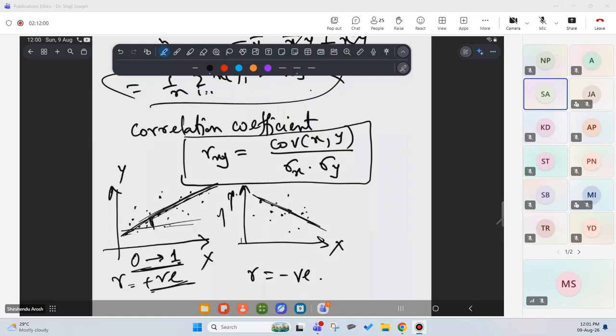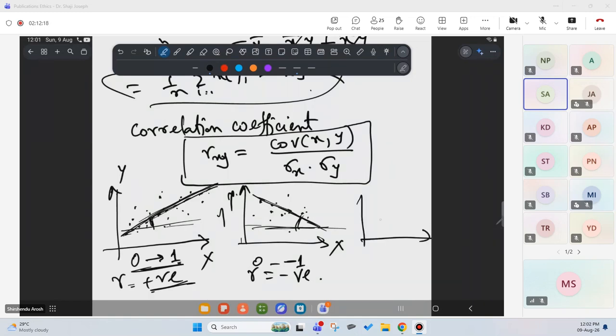Of course, you can see from this graph. So this particular line, if you find out, this graph has a negative slope. So from 0 to -1, this correlation value generally comes. So this is called negatively correlated.